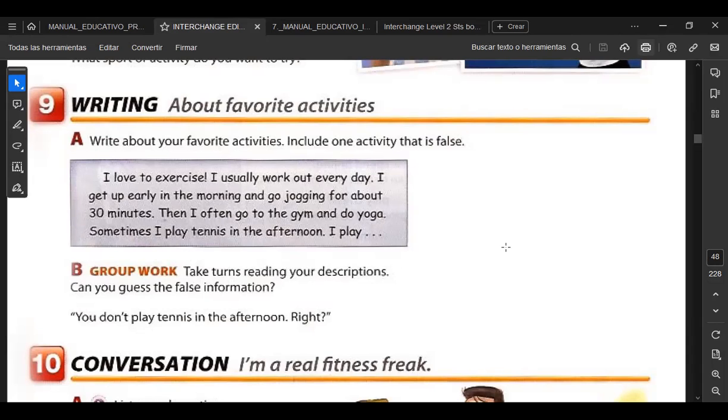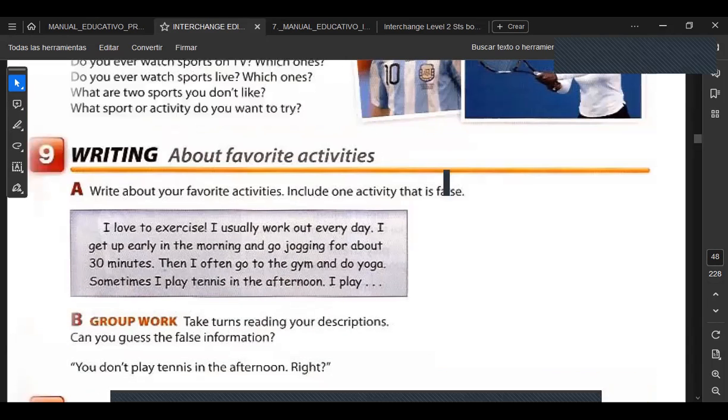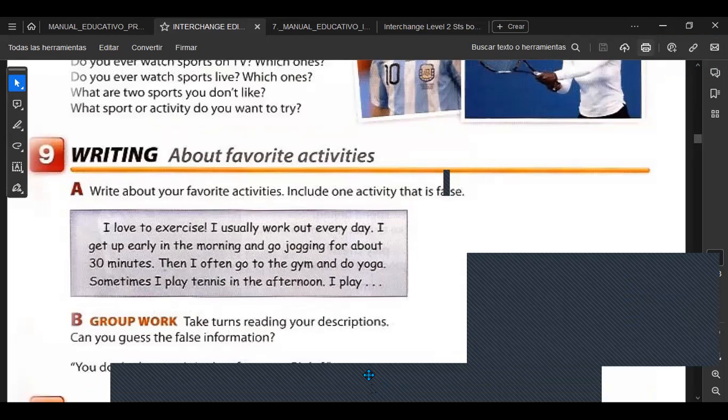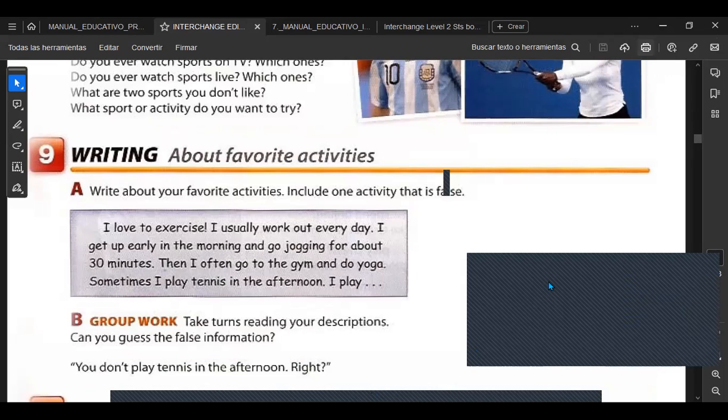Exercise 10, conversation. I'm a real fitness freak. Part A, listen and practice. Only listen. You're in great shape, Keith. Thanks. I guess I'm a real fitness freak.